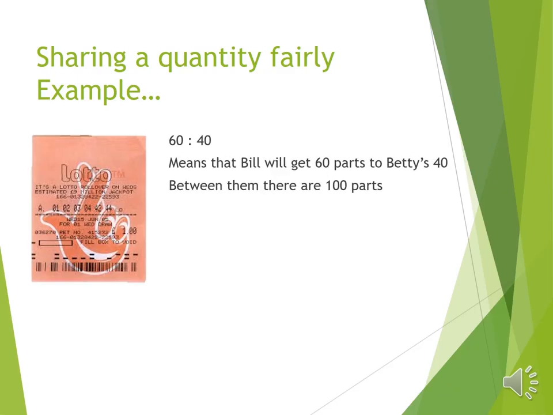So here we are. 60 to 40, that is the ratio, means that Bill will get 60 parts to Betty's 40. And between them, there are 100 parts. Now what do we do? We simplify the ratio. So when we simplify, what is the largest common factor between 60 and 40? It's 10. So 6 to 4 is the simplest format so far after dividing by 10. And thereafter, what we realize is that the number 2 goes into both 6 and 4, so we can simplify even further, and the simplest form is 3 to 2.